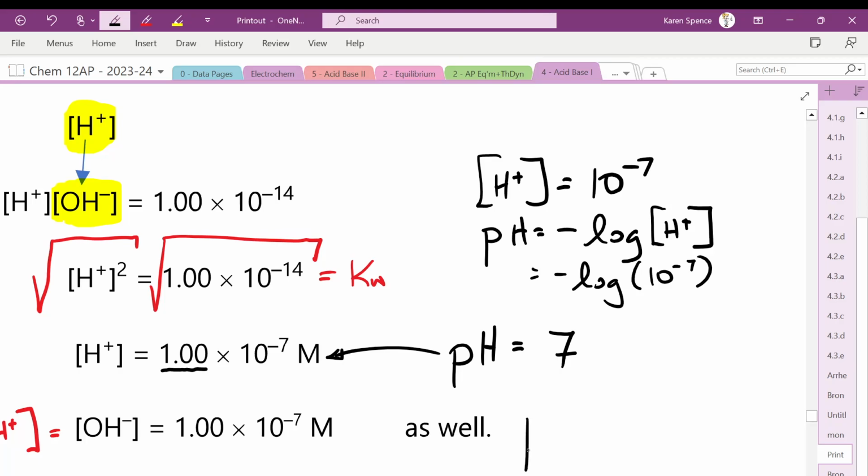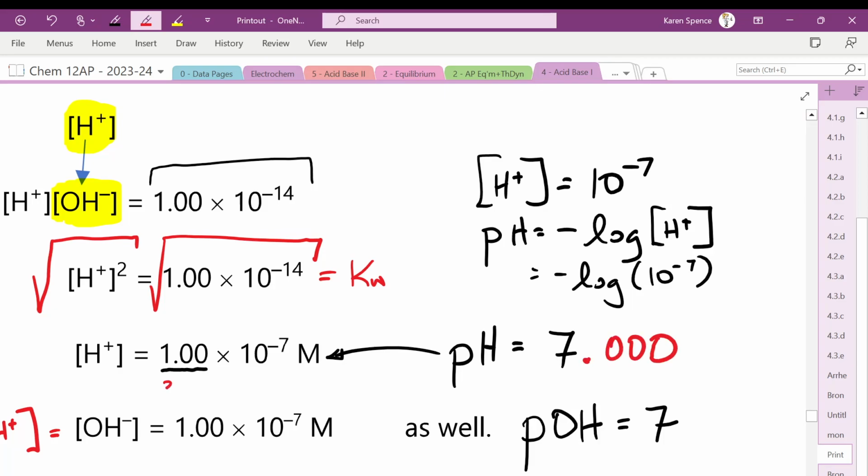What is our pOH? Also 7. Now let's assume that my Kw value, I gave it 3 sig figs. Let's just assume that's correct. Okay. How should I write this pH value? Should I just write it as 7? 7.00, 3 sig figs.